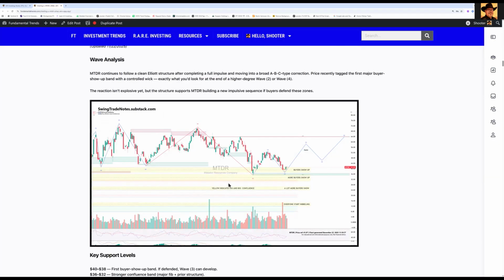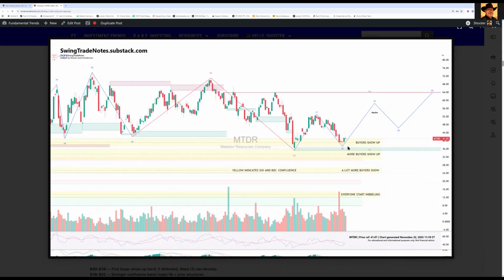Let's look at MTDR. Now, this is just a nice slow grind base. I've got all yellow bands here, and the reason why is because we had both sell side and buy side imbalance across the board. So this likes to build off these bases. In other words, it builds this base, you get this sell side imbalance, you get a buy side imbalance right behind it.